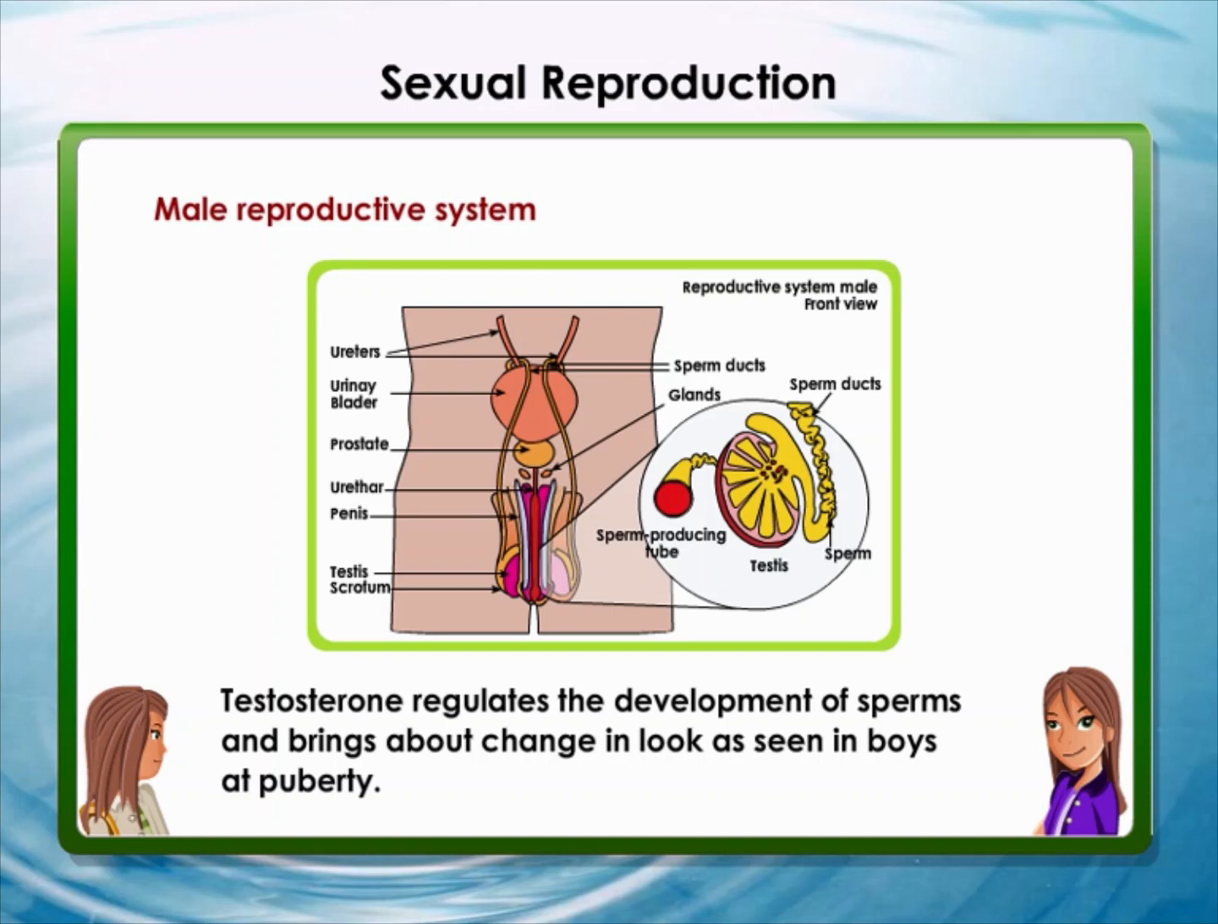The sperms are tiny bodies that consist of mainly genetic material and a long tail that helps them to move towards the female germ cell.